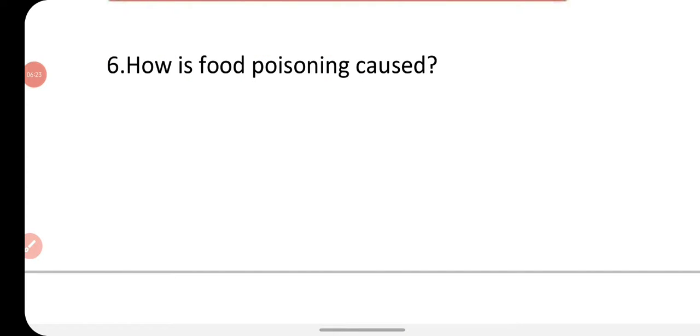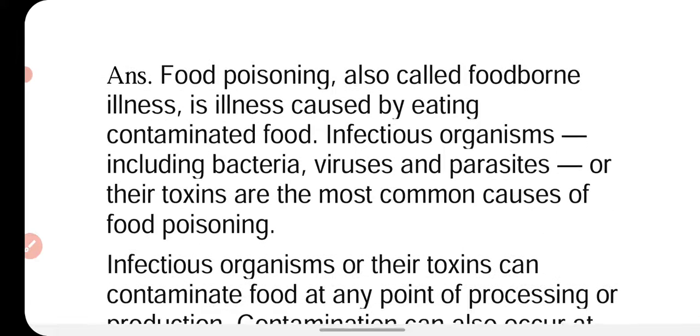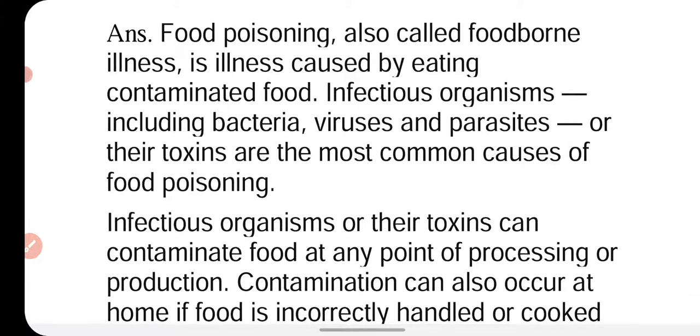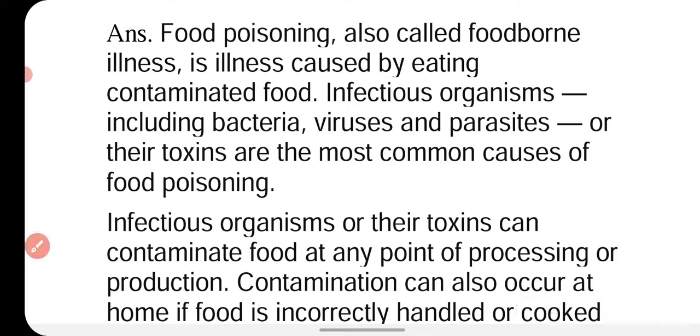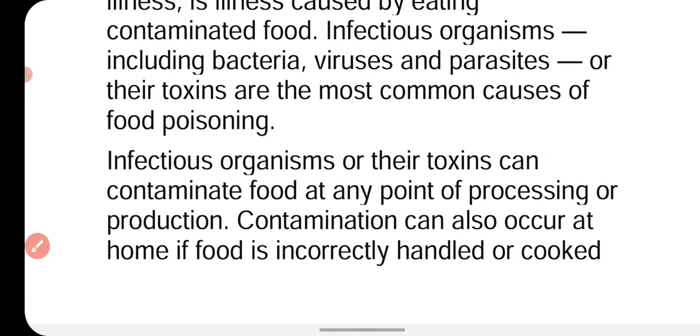Next question is, how is food poisoning caused? The answer is, food poisoning, also called food-borne illness, is the illness caused by eating contaminated food. Infectious organisms, including bacteria, viruses, and parasites, and their toxins, cause food poisoning. When we eat food contaminated by these microorganisms, it causes problems in our body, and that is called food poisoning. Like we can feel vomiting, nausea, dizziness, stomach pain, etc.